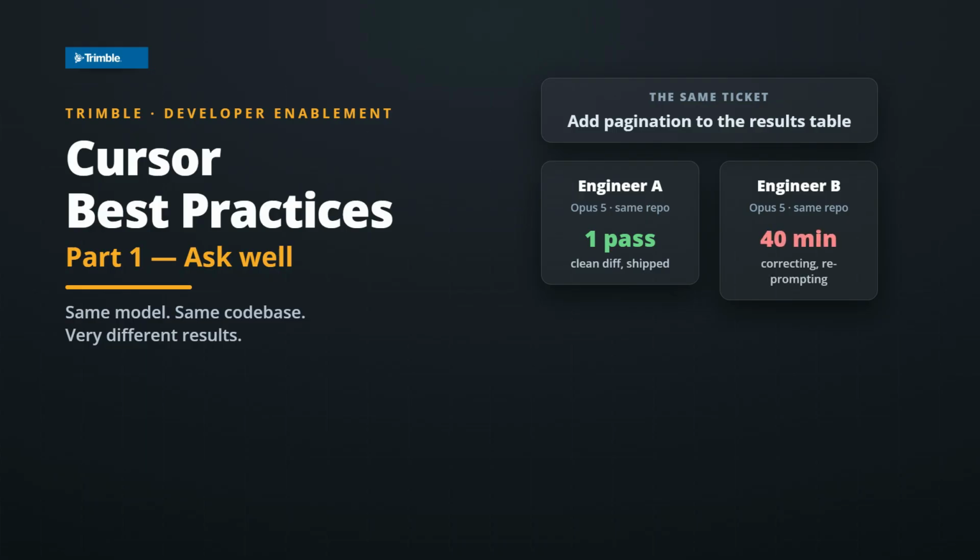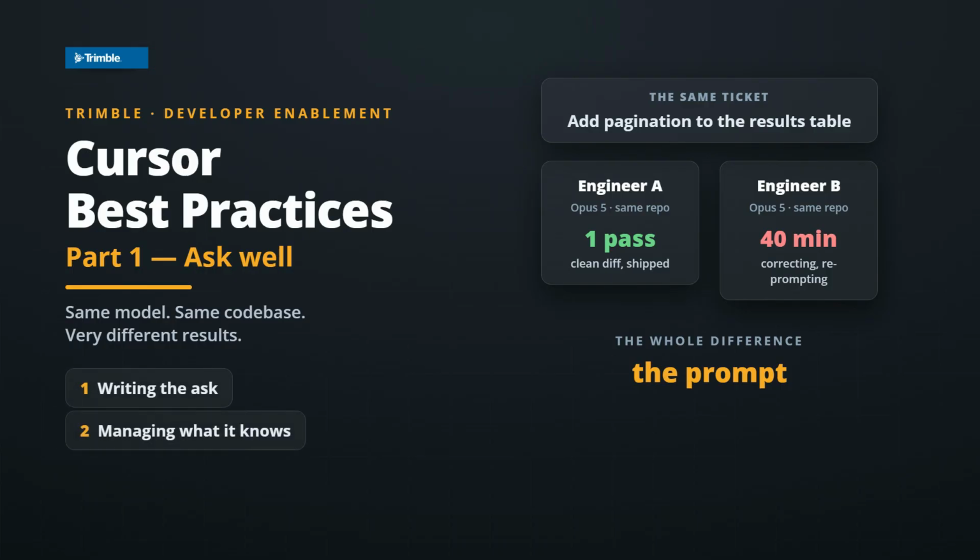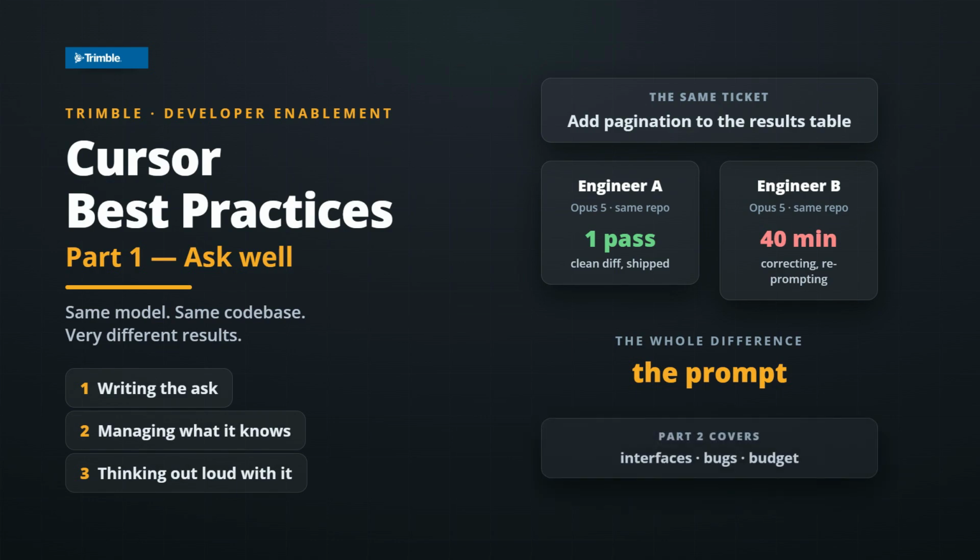Same tool, different prompt. So, 3 moves in this video. Writing the ask, managing what the agent knows, and thinking out loud with it before you let it build. Part 2 takes on interfaces, bugs, and your budget.